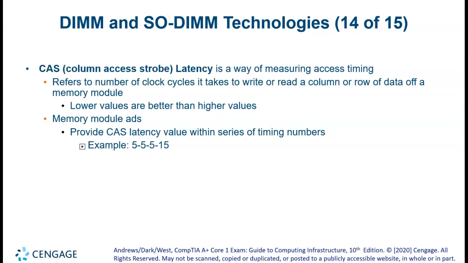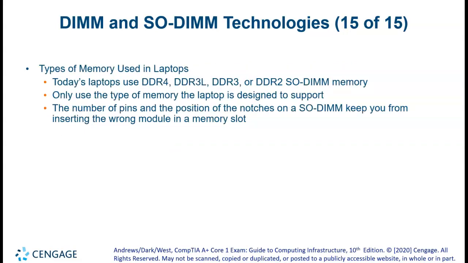Column access strobe latency is a way of measuring access timing. It refers to the number of clock cycles it takes to write or read a column or row of data off a memory module. Lower values are better than higher. Memory module ads provide CAS latency values as a series of timing numbers. They never ask you about this on the exam.